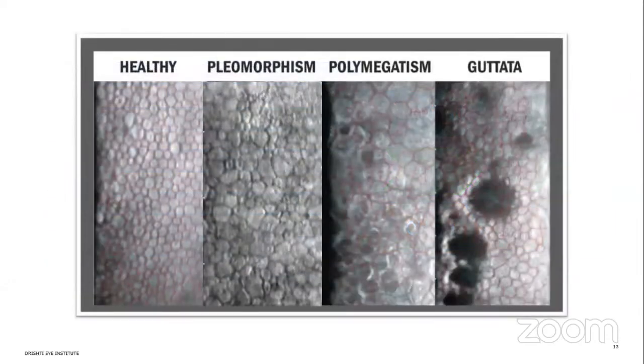So when there are changes in size, it is termed polymegathism, and when there are changes in shape of the corneal endothelium, it is called pleomorphism. Normally, 60% of the endothelial cells are six-sided. If there is any deviation in the shape, it is called pleomorphism, as I said. And it is seen here. Pleomorphism is a change in shape of the endothelium, and polymegathism is a change in size. As we can see in the picture, there are larger cells, which is called polymegathism.